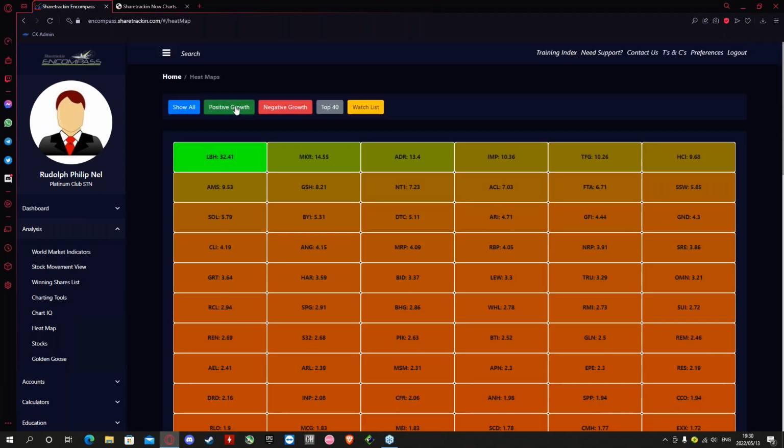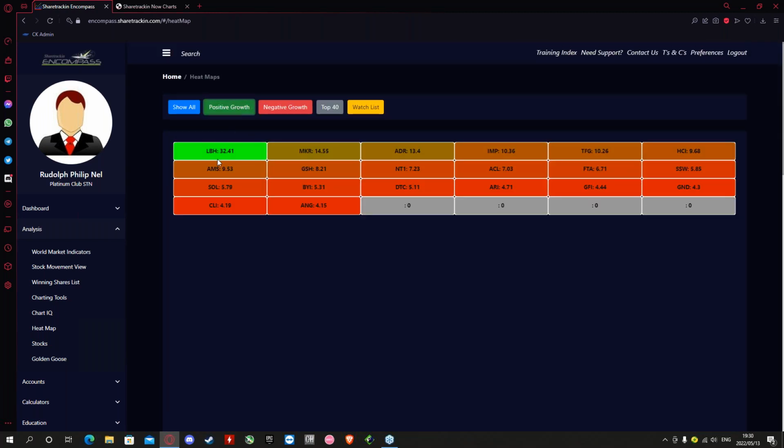Okay. Then your positive growth. So same thing, your best share would be listed at the top and your worst share would be listed at the bottom, but it's still a positive growth. And your negative growth would show you at the top in red the one that did the worst, and at the bottom this one only fell by 1.41%, so it didn't do as bad as the one at the top.